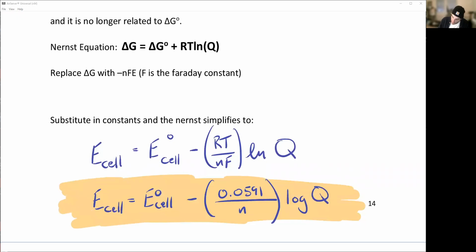It tells you the E cell under the non-standard conditions that we're at, that is, under non 1 molar concentration. And that is it. We're going to work on this in class.